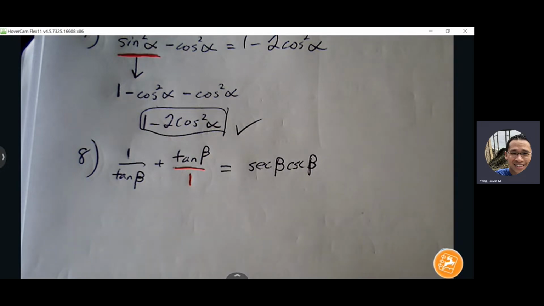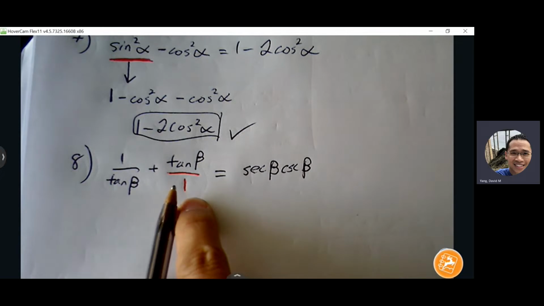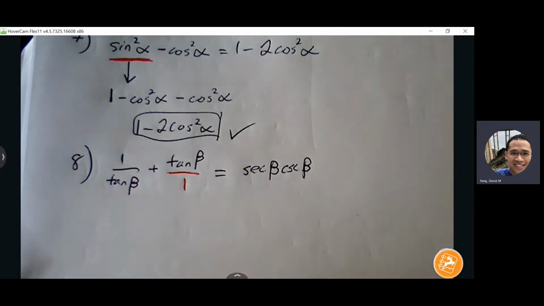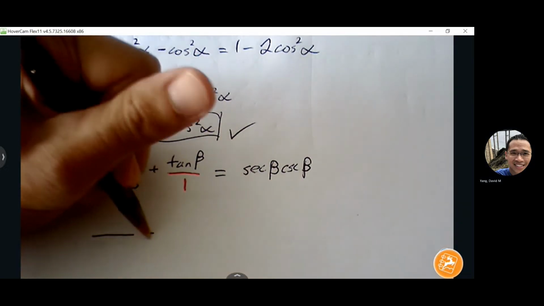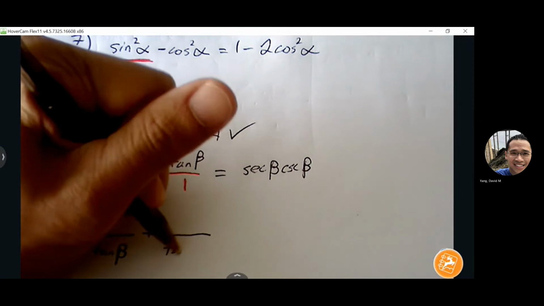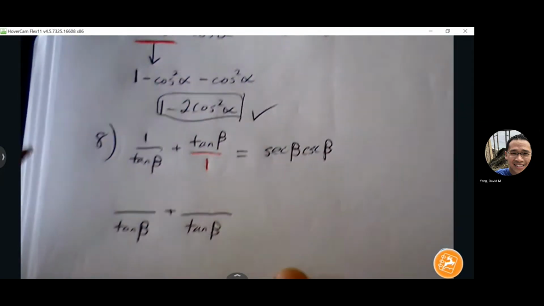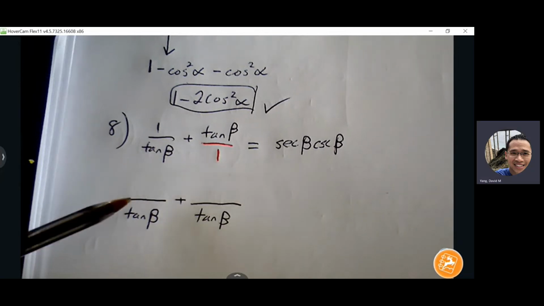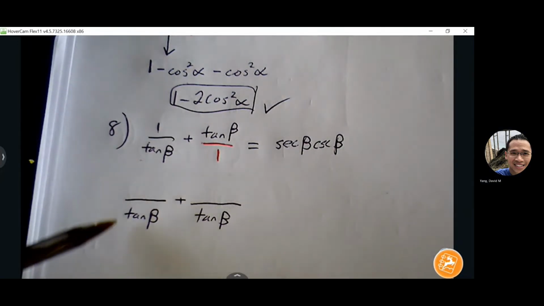Okay, so I want to add two fractions together, which means I need what? Common denominator. What's my common denominator? Tangent B, right? Because 1 can go into tangent B, and 1 can go into tangent B as well. Any balancing steps needed here?